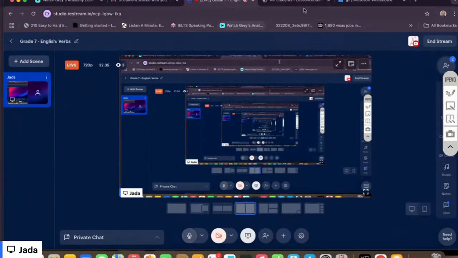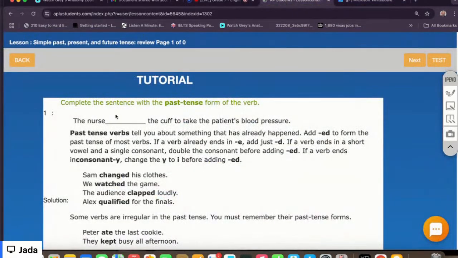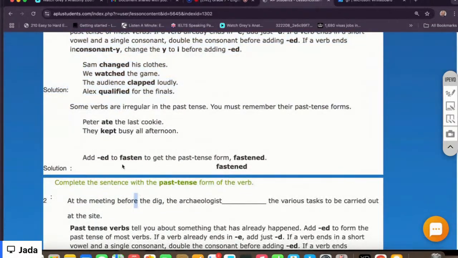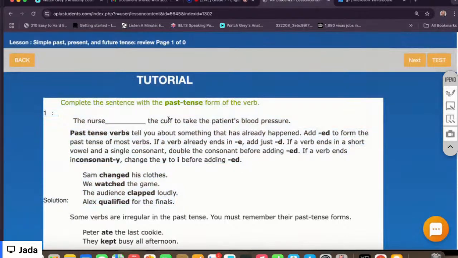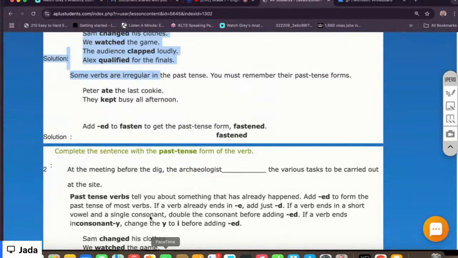Okay, let's look at some examples. We have: the nurse dash the cuff to take the patient's blood pressure. It's asking for the past tense, so you have to make sure that you read the question carefully. Some will come asking for past tense, some with simple, and others with future. So for this one, it's fastened. So she fastened, okay?